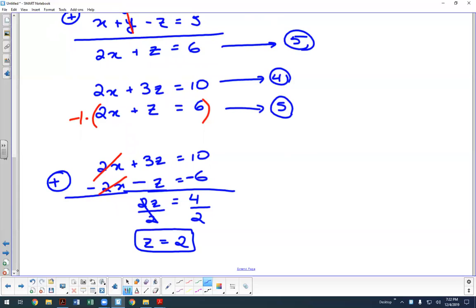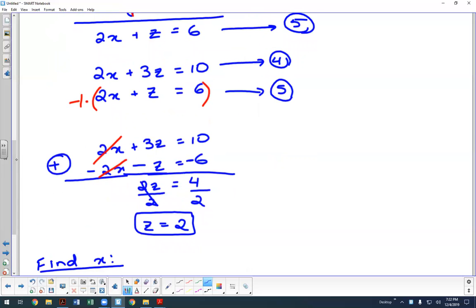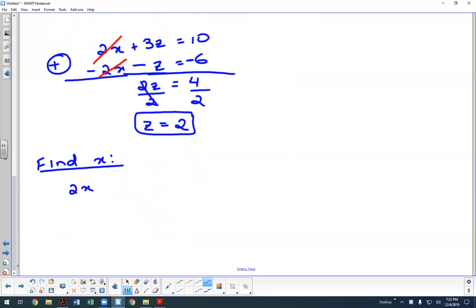Now that we have the z, what's the next variable we can find out? X, yeah, because we still need to stick with this same system here and find our x. And again, you can use equation 4 or 5 to find the x. So I'm actually going to use 5, which is 2x plus z equals 6. Z is 2. So what does your x come out to be? 2. Yeah.